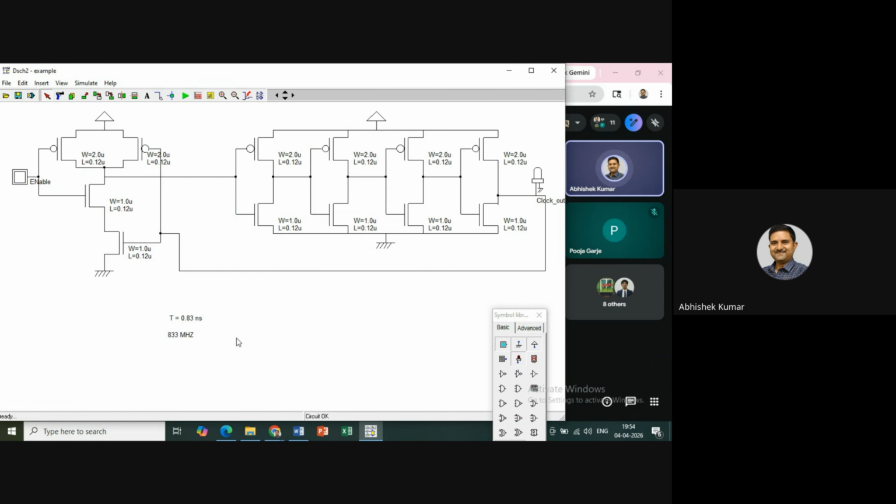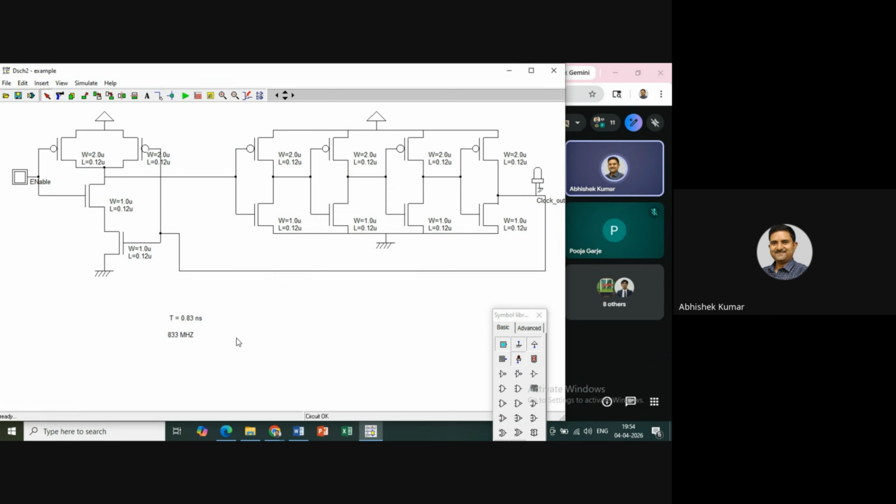Okay, so this is a very simple circuit for a ring oscillator through which we are able to generate a frequency of 833 megahertz. That's a very high frequency. Generally, in our computer systems, we are using around 3 gigahertz in an i3 processor. So we can generate this amount of frequency.